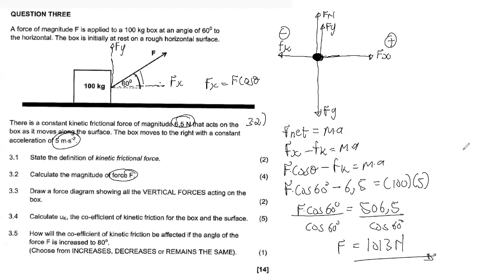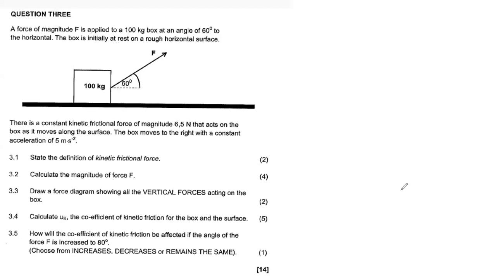Okay, then 3.3. Let's proceed to 3.3. It says draw a force diagram. Note, force diagram. Most of the time we are used to the free body diagram, so it is very important that you read the statement carefully and slowly, and highlight the keywords. In drawing the force diagram, we need to indicate our box, which will be the object. And then what forces do we have?